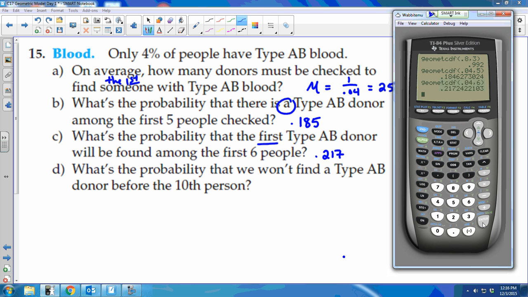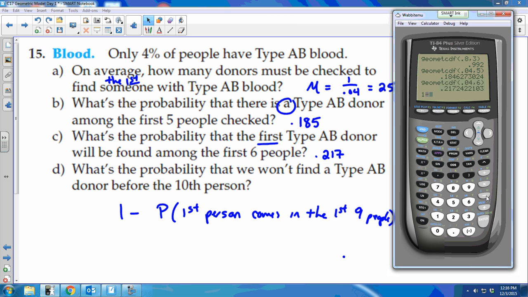Does that make sense? We'll have to do 1 minus the probability that the first person comes in the first 9 people. Does that make sense? If we want them to come 10 or later, then we have to subtract out everything before. Does that make sense, everyone? All right, so we do 1 minus geometric CDF, still 0.04, but this time 9. So 0.692.